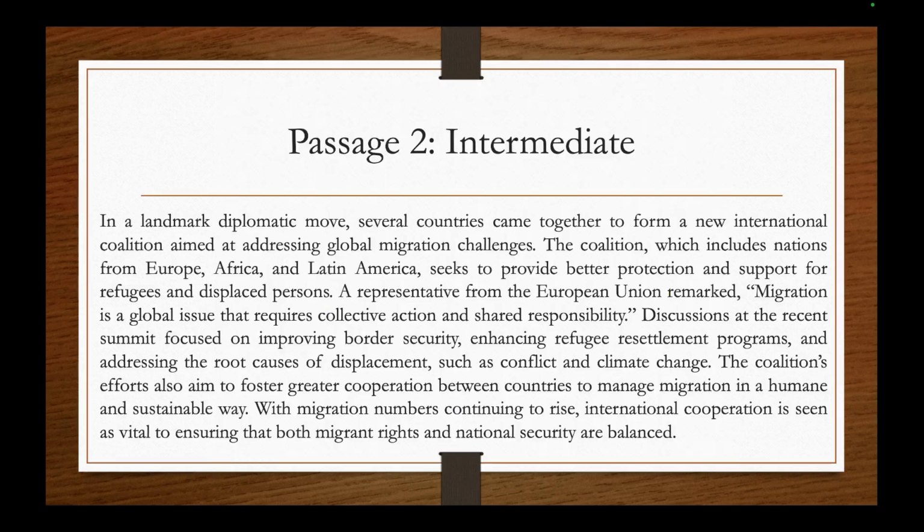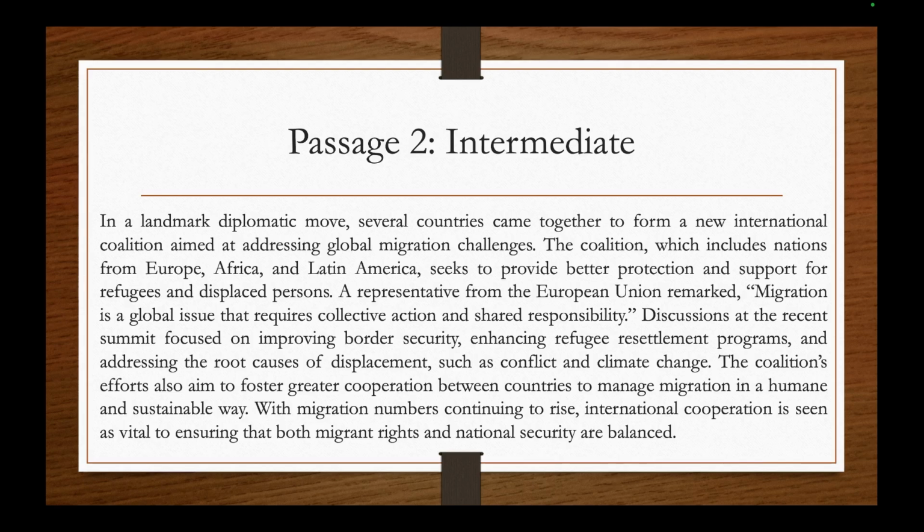All right, now let's move ahead. Passage 2, which is of intermediate level. In a landmark diplomatic move, several countries came together to form a new international coalition aimed at addressing global migration challenges. As you know, migration is a big challenge. The coalition, which includes nations from Europe, Africa, and Latin America, seeks to provide better protection and support for refugees and displaced persons. A representative from the European Union remarked, migration is a global issue that requires collective action and shared responsibility.